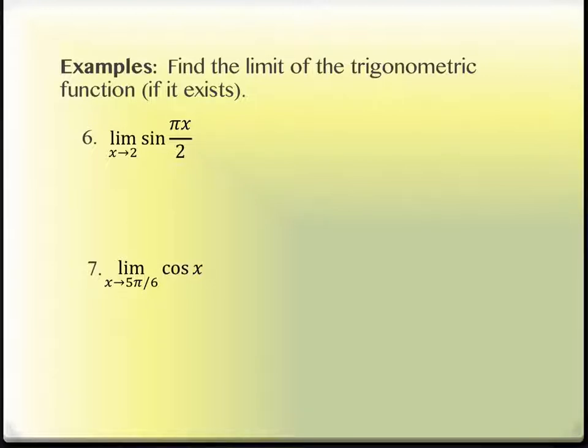Okay. So this one has the limit as x approaches 2 of sine of pi x over 2. So this isn't a special limit, right? I don't have sine x over x. This is just one of those first 6 that you wrote down. So because we're able to do so, it's a sine function I'm simply evaluating. So sine of pi times 2 over 2 reduces to what?